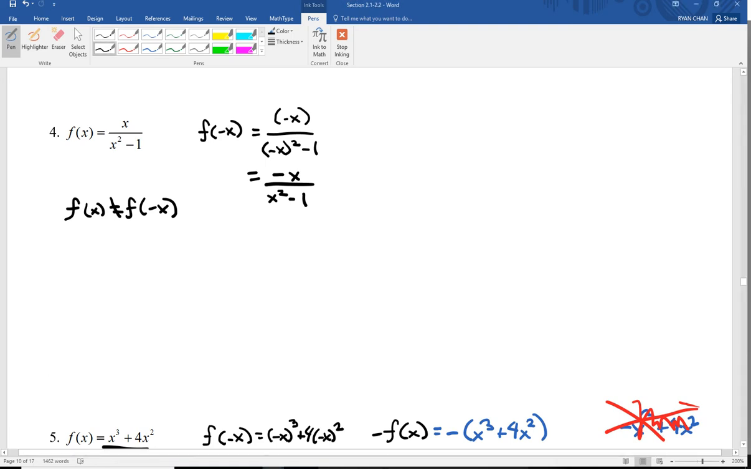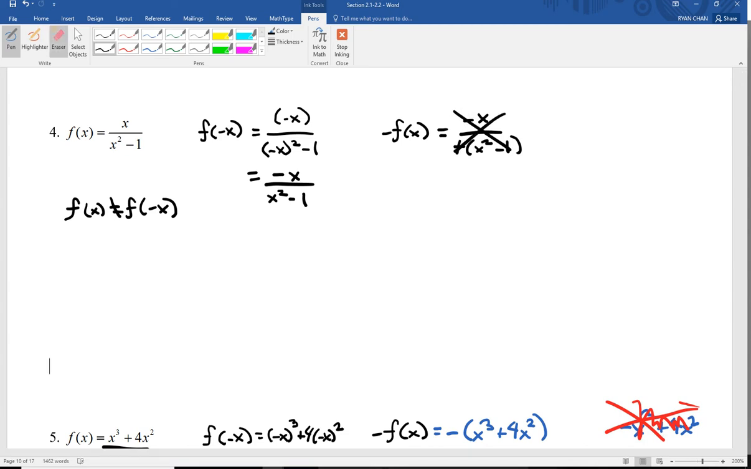Now, when I do negative f of x, I do have to be a little bit careful here. A lot of people ask, why can't we do a negative on top and bottom like this? The problem is if I do that, they both actually end up positive. So this one is actually not helpful. I do not put a negative on both the top and the bottom. I only pick one of them.